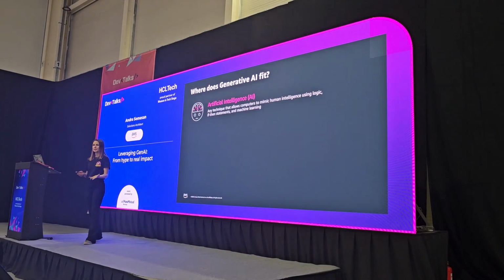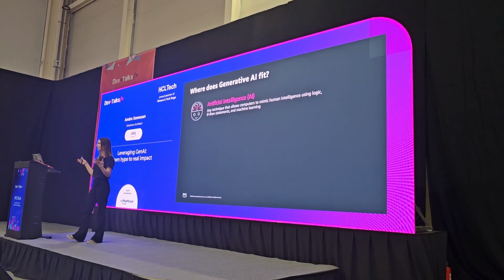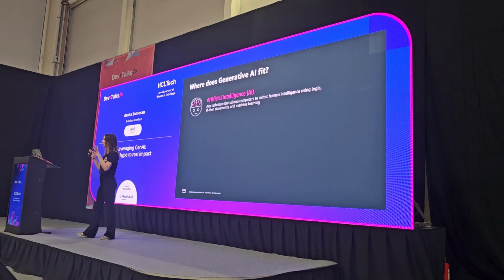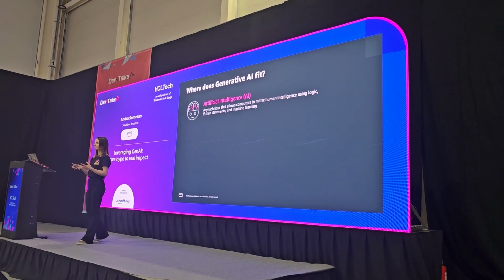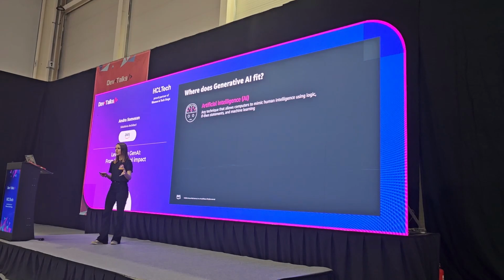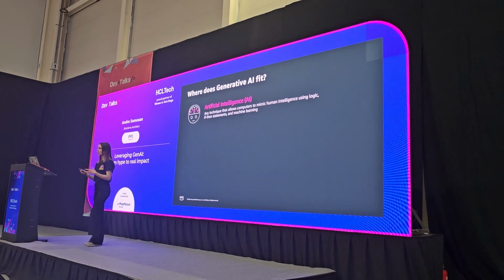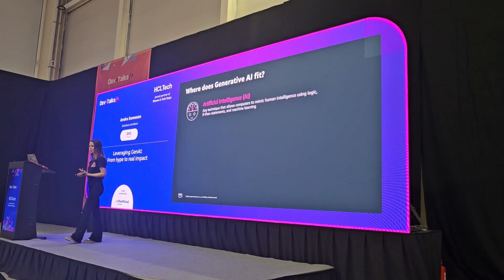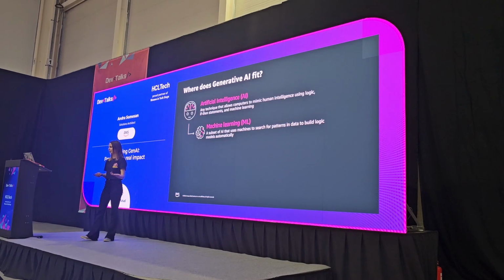But in order to understand generative AI, we have to start with the overview of artificial intelligence. Artificial intelligence is basically anything you try to do to make your computer act like a human. So using if-then statements and all those machine learning models just so you get an output as you will get from another human being.